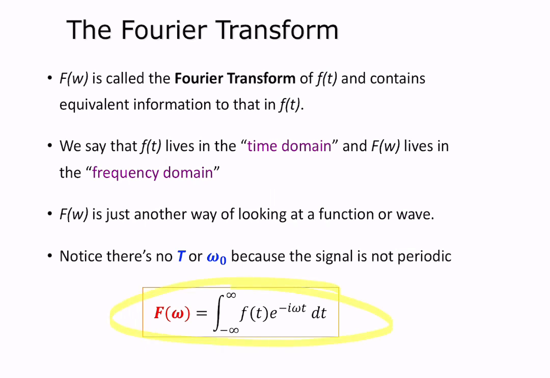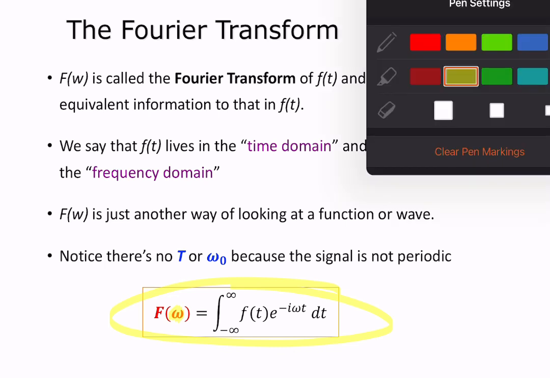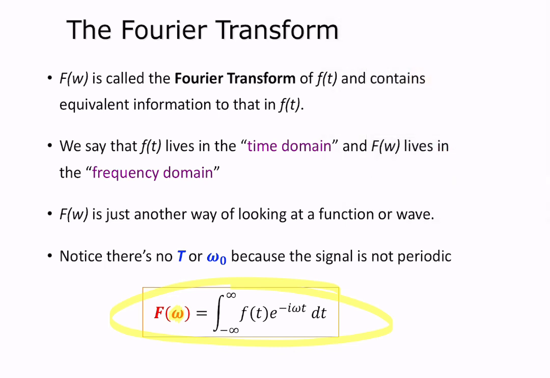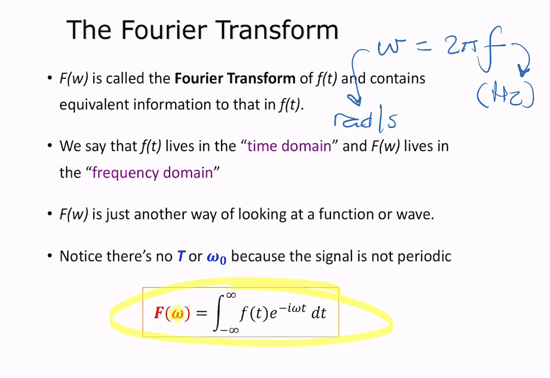Okay, so this expression again. Now we've introduced this new variable, omega, which is simply radial frequency. If anyone was in any doubt, omega is just a different way of saying frequency. While f is in hertz, omega would be in radians per second.